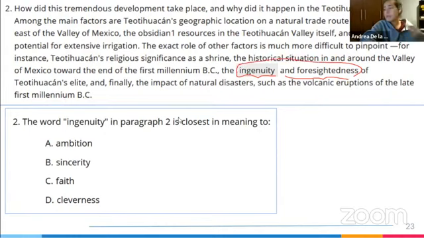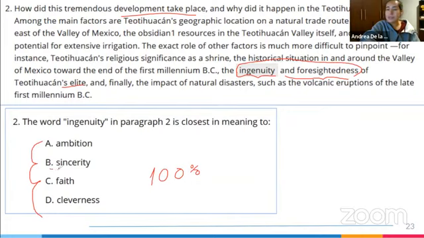Now that is the context. That's as far as you guys can go. You know that the ingenuity and the foresightedness of the elite of Teotihuacan was one factor that led to the development of Teotihuacan. That is the context that you guys have. Based on that context, you can take a guess as to which option you think is more likely to be the one. But you will never be 100% sure unless you know the word, right? So based on the context, what do you guys think?